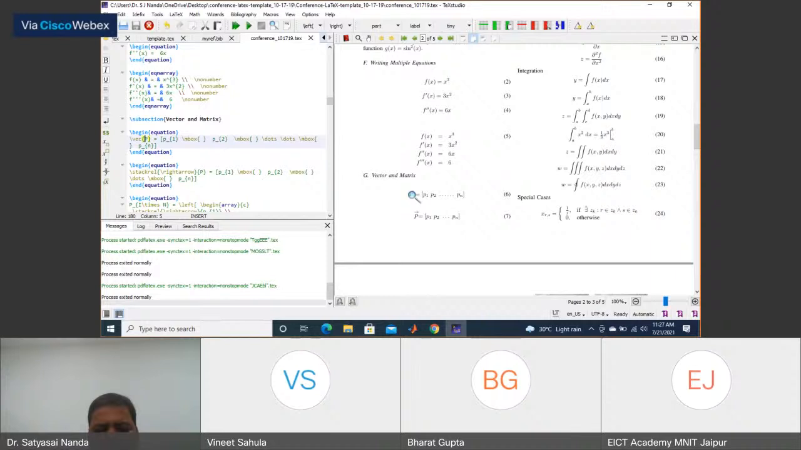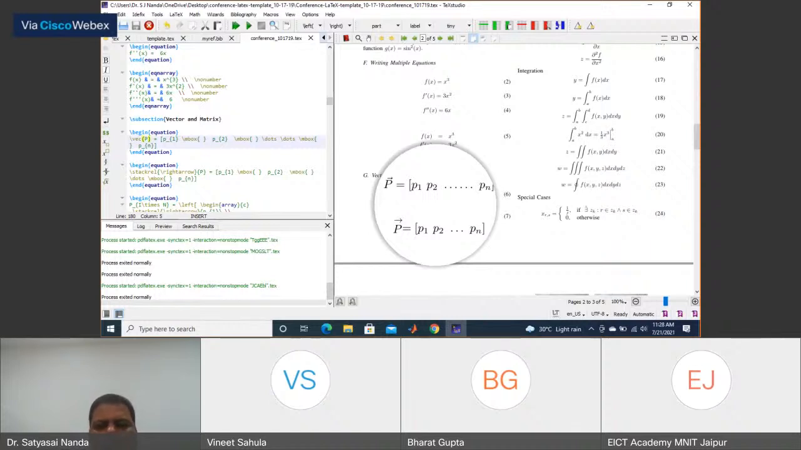For writing the vector, the vector can also be written by putting a right arrow on the P. So in another way I have written this particular vector in equation 7. The difference between equation 6 and equation 7 is that in the upper one the arrow is small in size, while in the lower one the arrow is a bit bigger on the P. So you can use either.